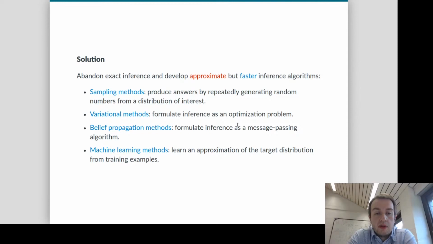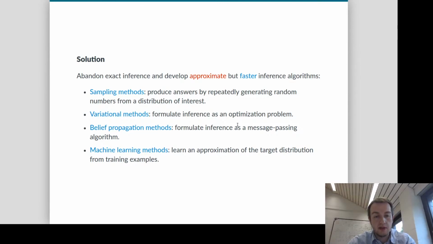We'll see a family of methods today which are about sampling methods. What we'll do is try to produce answers simply by repeatedly generating random numbers from some distribution of interest. By simply sampling from some distribution, we'll be able to approximate the query that we want to target.